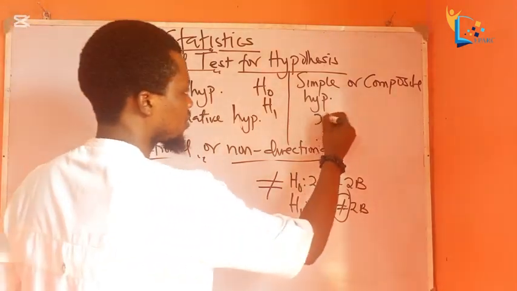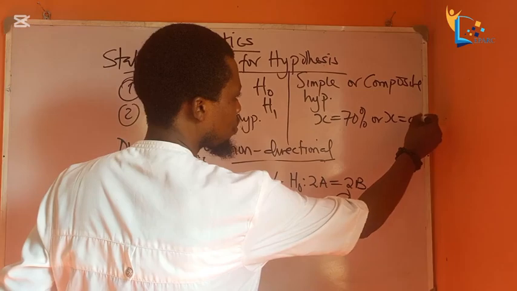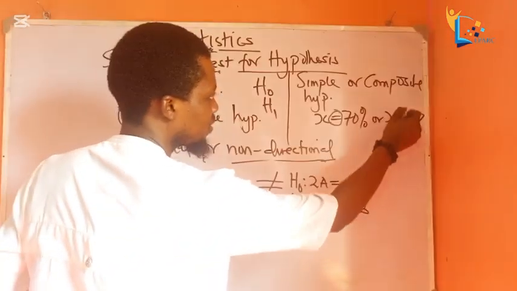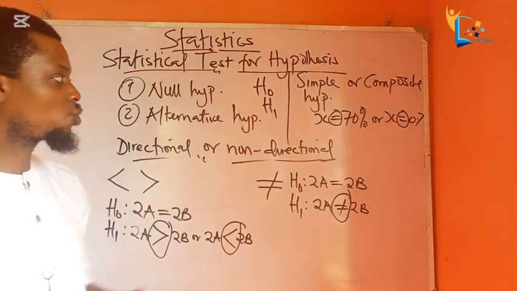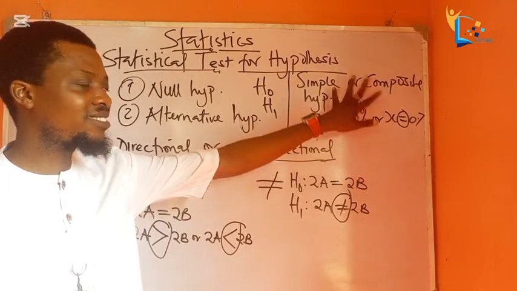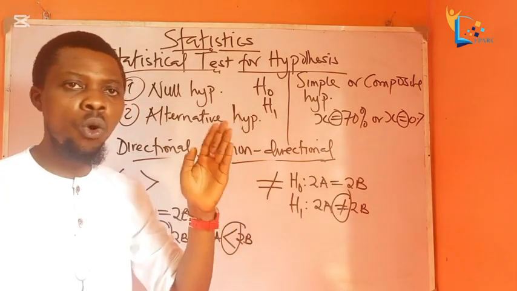If we say x equal to 70% or x equal to 0.7, take note of the sign here. When we have situations like this, we say that hypothesis is simple. It's straight to the point, equal to.